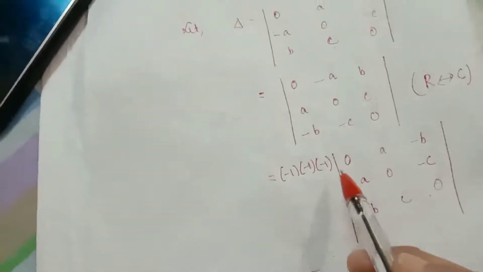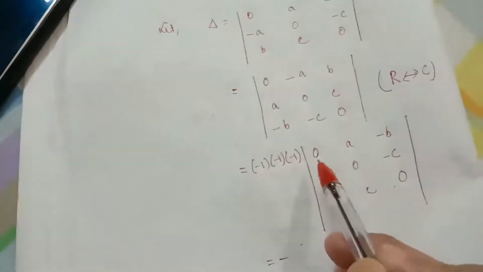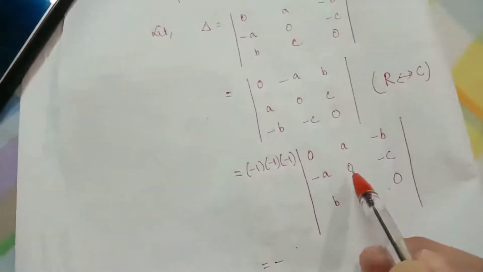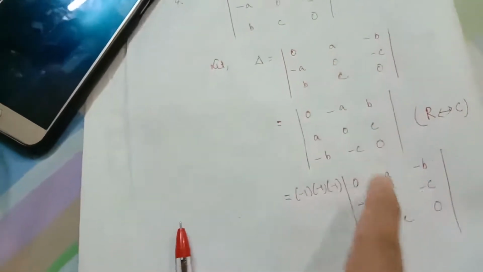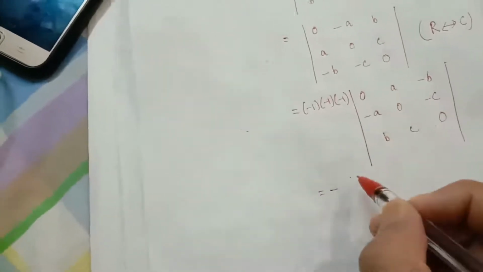And you can see 0, A, minus B; minus A, 0, minus C; B, C, 0. This determinant and this determinant are exactly same, and this determinant is equal to delta. So minus 1, minus 1, minus 1 is minus, and this is our delta.